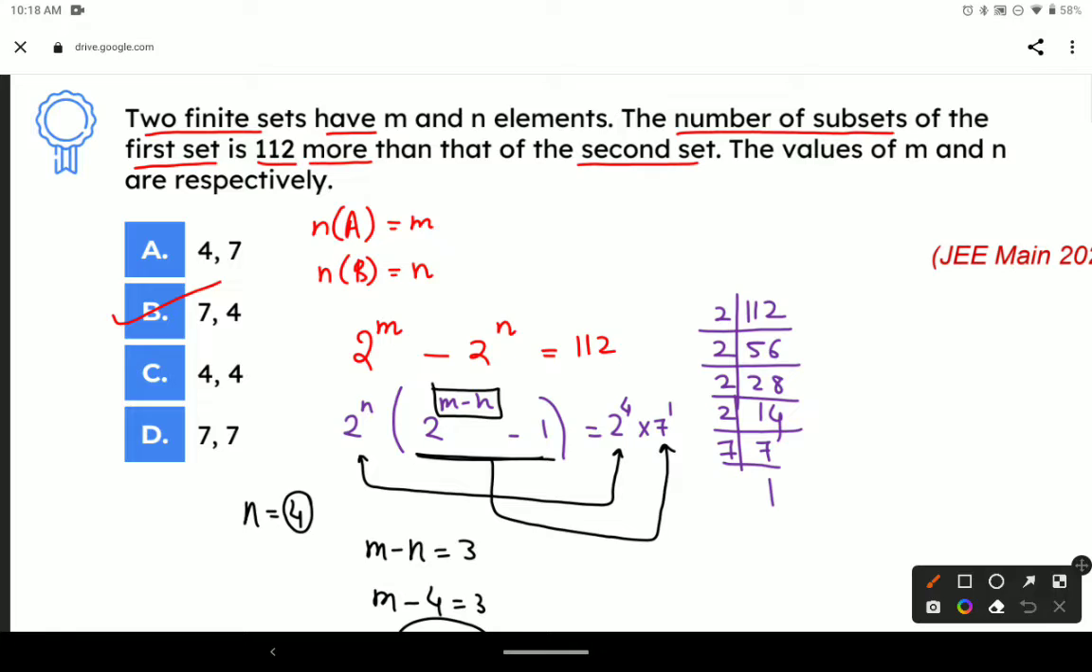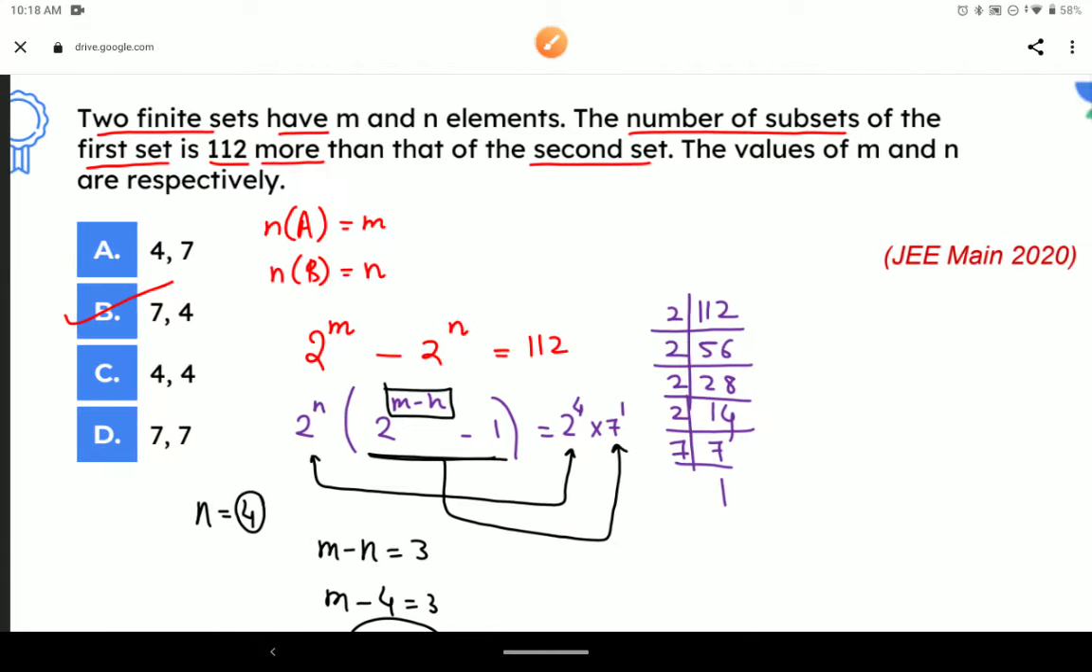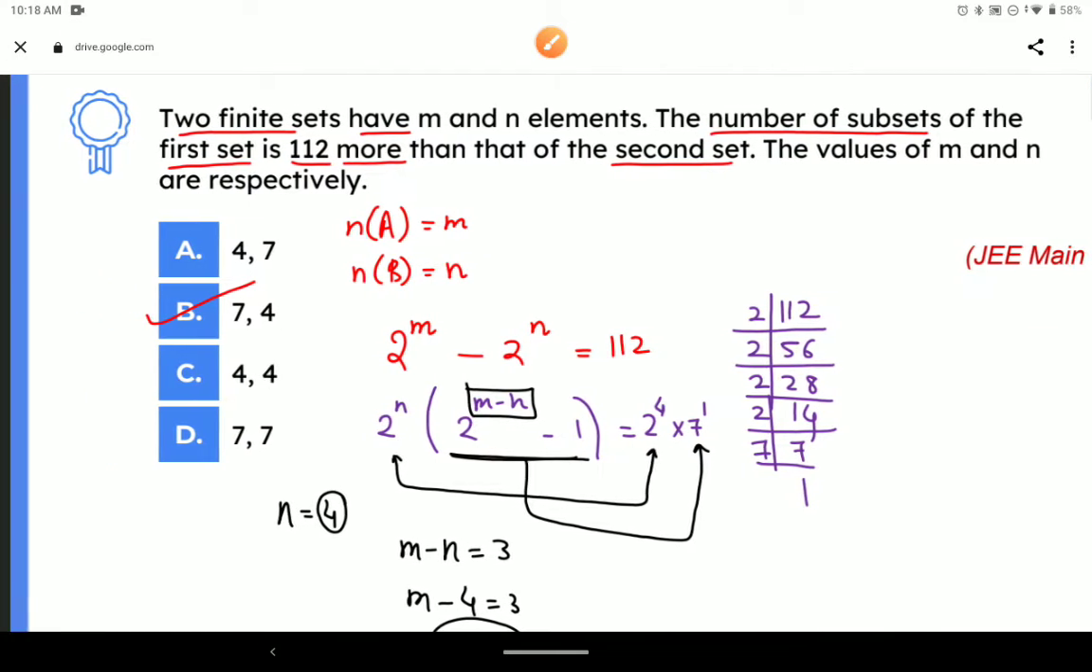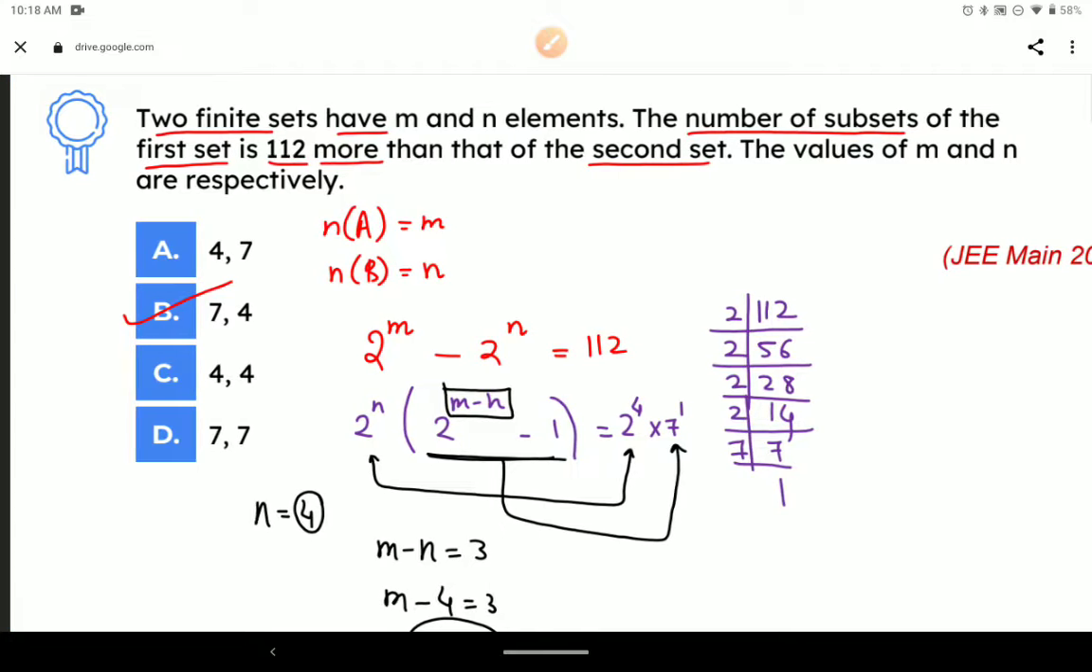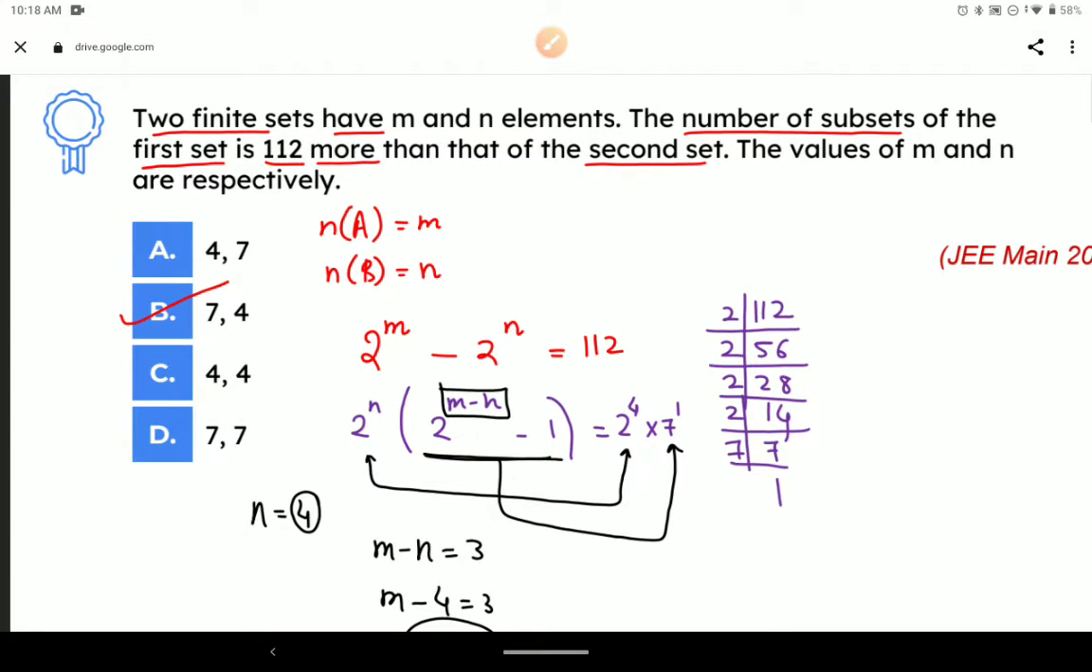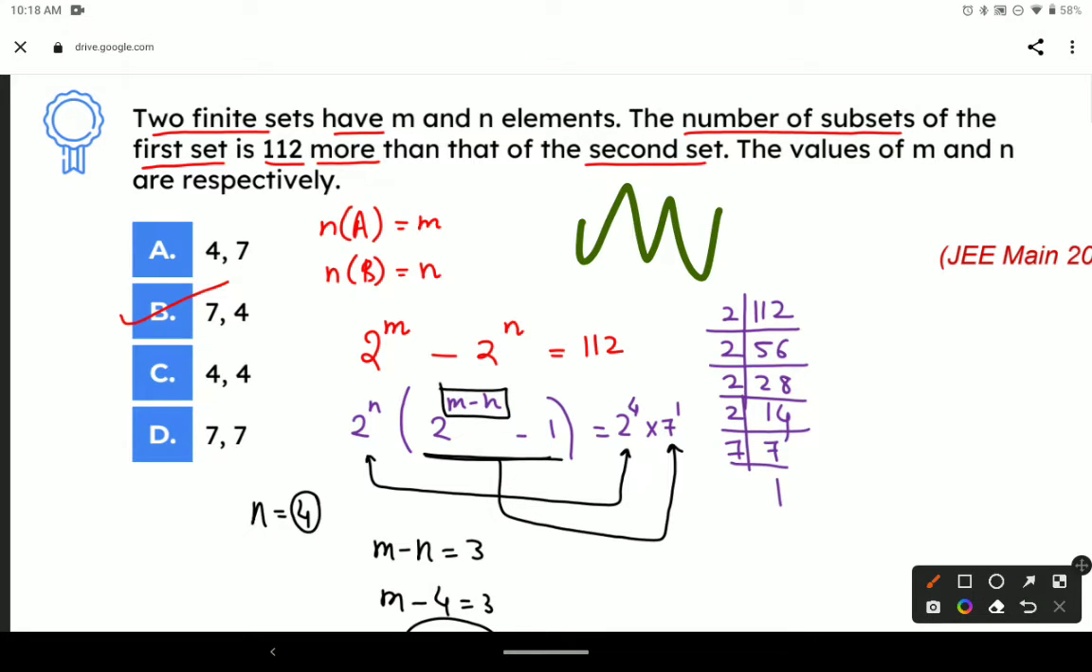See, two finite sets having m and n elements. So the number of subsets of first set is 112 more than that of second set. So the values of m and n are asked respectively. If you carefully observe, this is the same as the 2020 question, right? So listen carefully. This will be repeated many number of times. Every question, the difference of the number of subsets will be given. That is here 112, right?